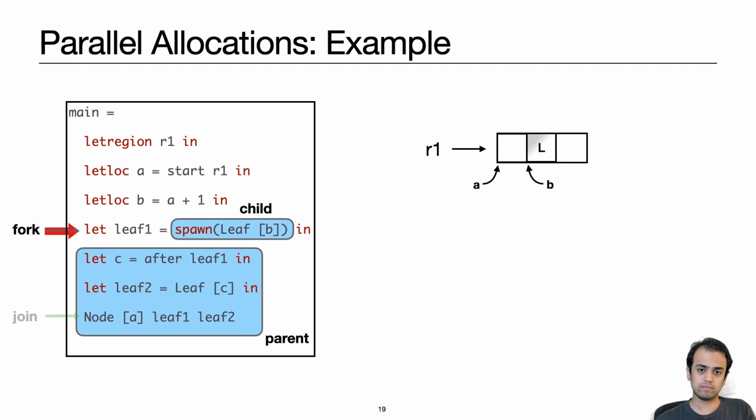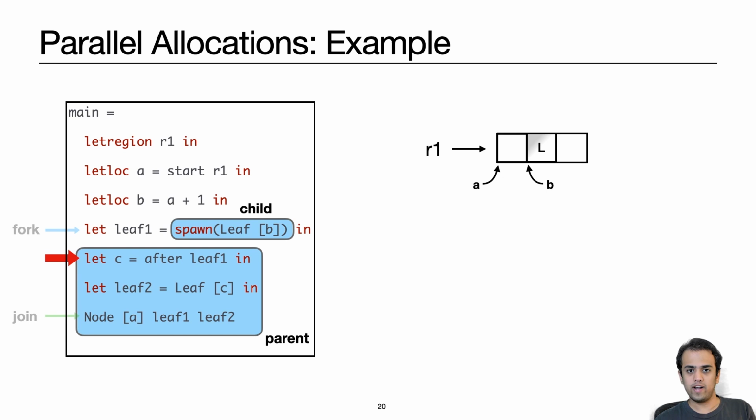Now, suppose that the parent task takes a step and it reaches this after expression that is trying to get after this leaf that's still being constructed in parallel. So we can't evaluate this after expression directly because we don't know how big this value is going to be. And we also don't want to synchronize with this task, because if we do that, then we will essentially sequentialize this whole program. And we don't want to do that.